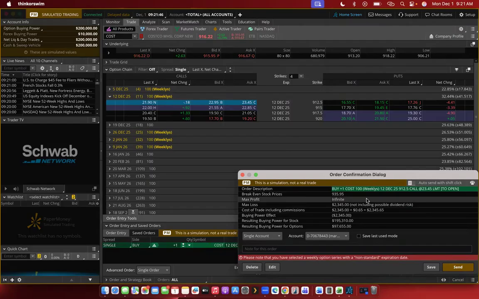Then it shows the option prices and these stats here. Your max profit for any call option is infinite, right? Your loss is just the premium you paid. In this case, my premium is roughly $2,300, $2,345. My break-even is when the stock price is 935. That's basically the stats right here, and all I'm going to do from now is hit send.